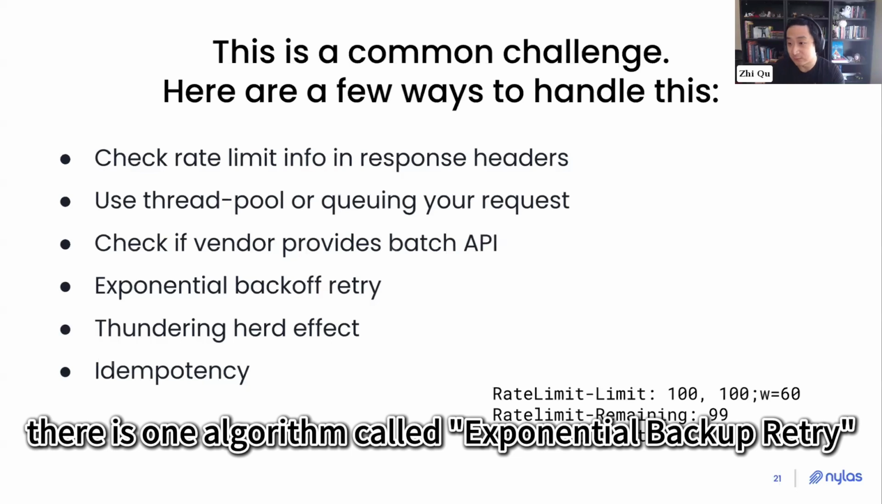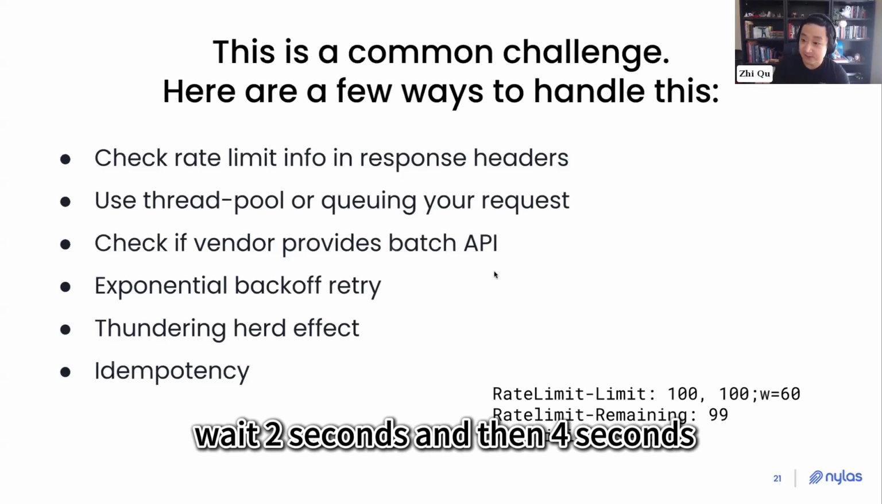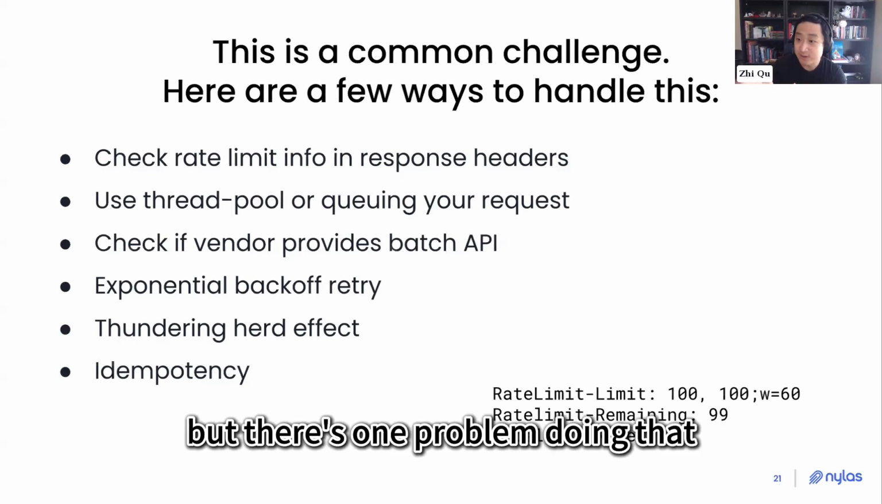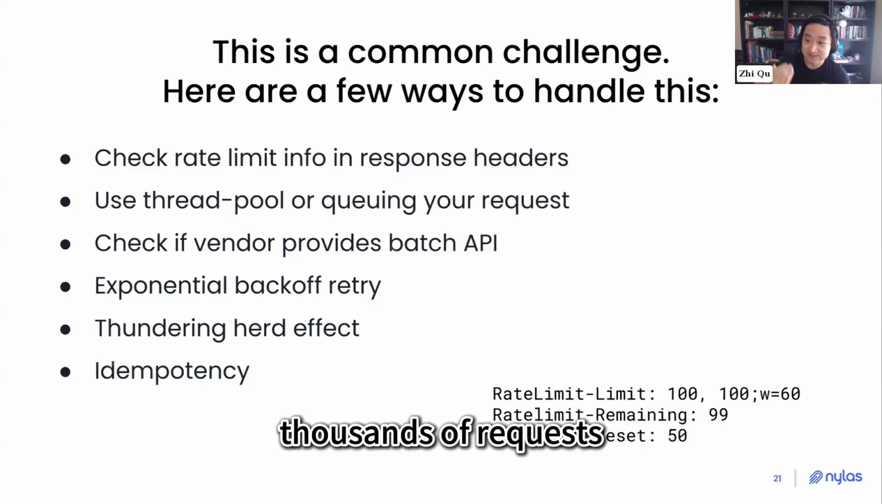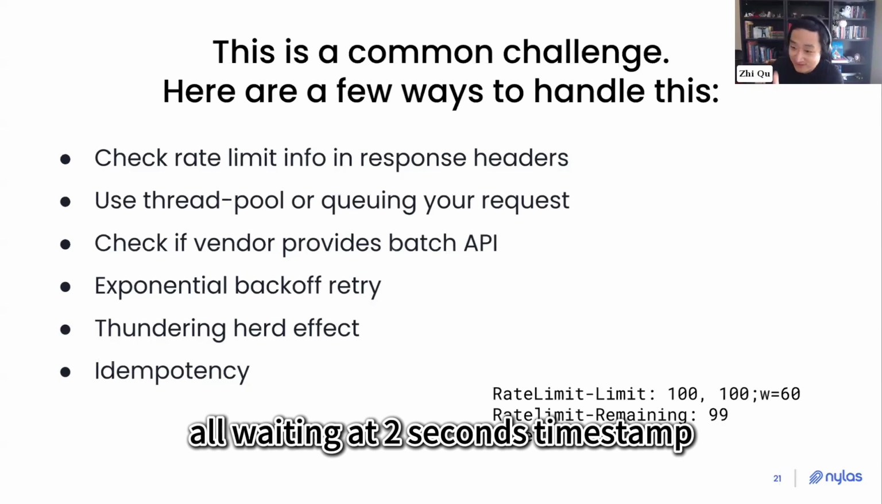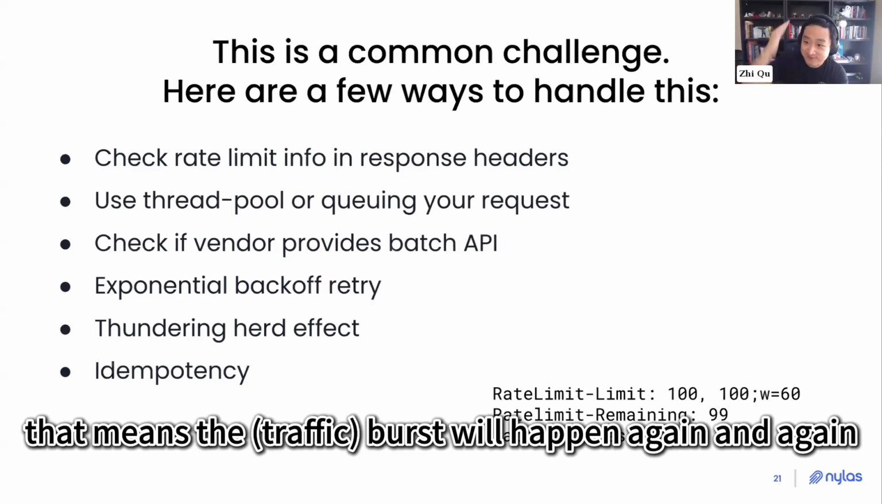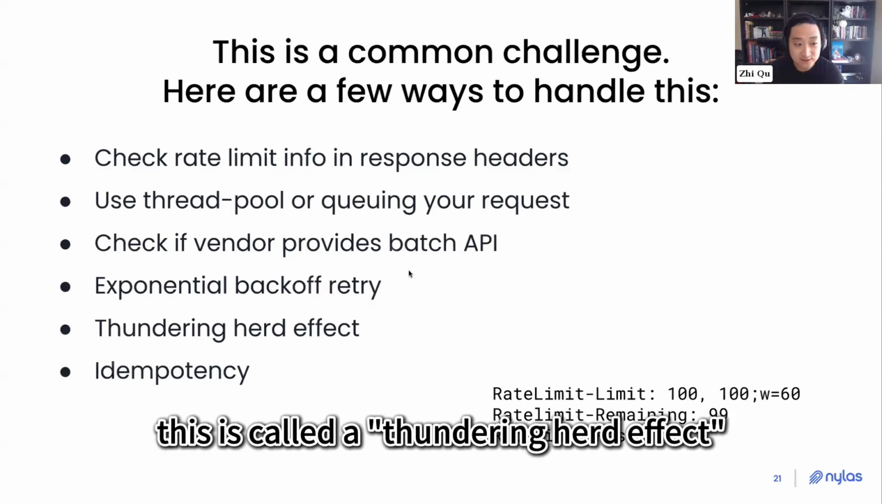There's one algorithm called exponential backoff retry. If a request got limited, wait 2 seconds, then 4 seconds, 8 seconds, 16 seconds. But there's one problem doing that. If there's a burst of traffic, I mean thousands of requests, and all are waiting at the 2 second timestamp and then 4 seconds, that means the burst will happen again, hammering the server. This is called a thundering herd effect.